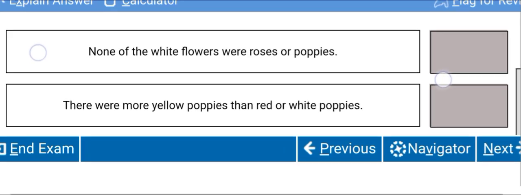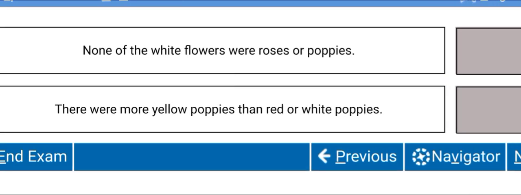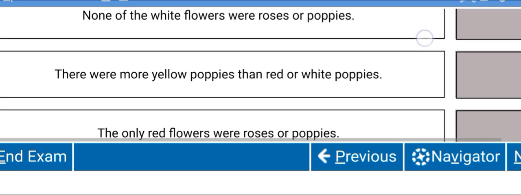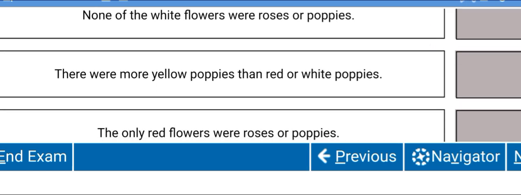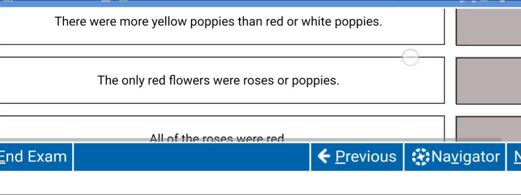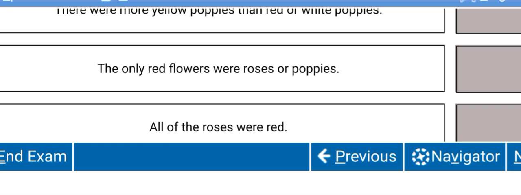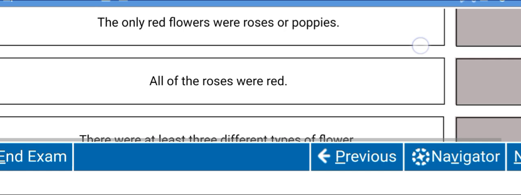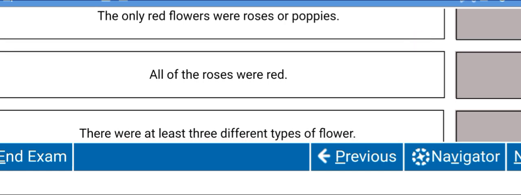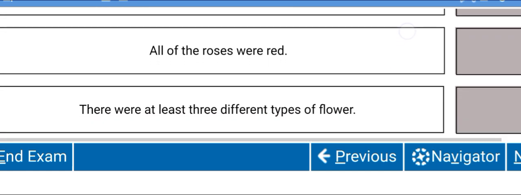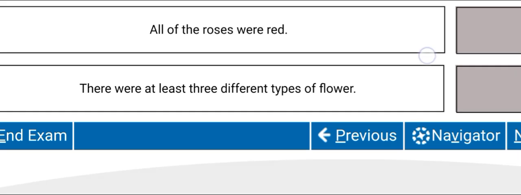So first we have, none of the white flowers were roses or poppies. Then we have, there were more yellow poppies than red or white poppies. The only red flowers were roses or poppies. All of the roses were red, and there were at least 3 different types of flowers.